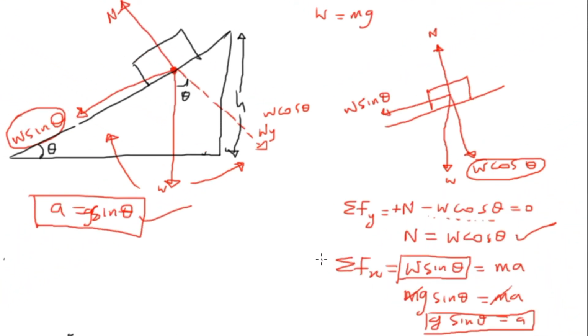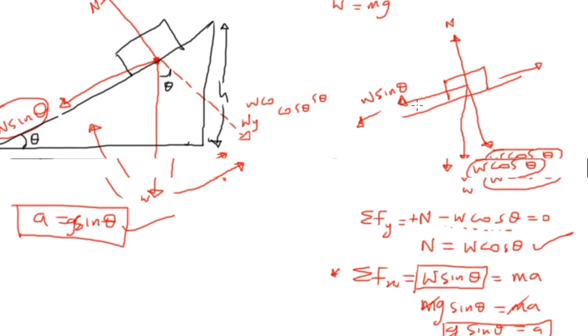On the x-axis, there is an unbalanced force because there is a force in this direction, but there is no force in this direction. And according to Newton's first law of motion, unbalanced force causes motion. So if there is an unbalanced force in this direction, that means the net force is towards this direction, and as a result there will be an acceleration in this direction. So the object falls in this direction.